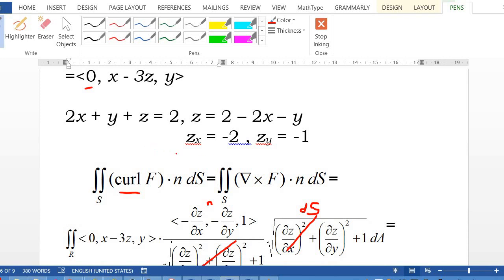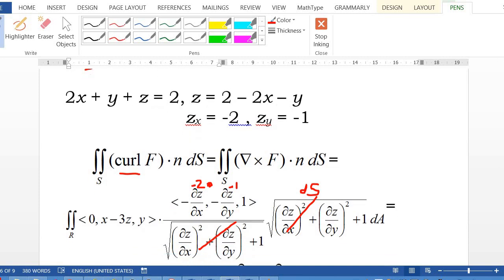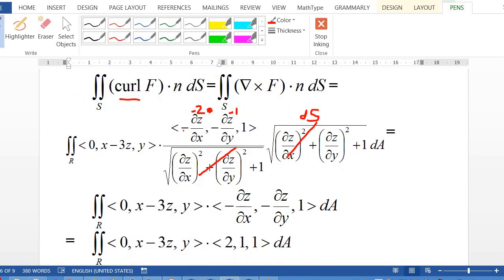So from the tetrahedron equation, express z as the subject, you get z equal to 2 minus 2x minus y. Differentiate z with respect to x, you get negative 2. Differentiate z with respect to y, you get negative 1. So negative, negative. This shows the n. So that's why we have here negative multiply negative 2, you get positive 2. Negative multiply negative 1, so positive 1.